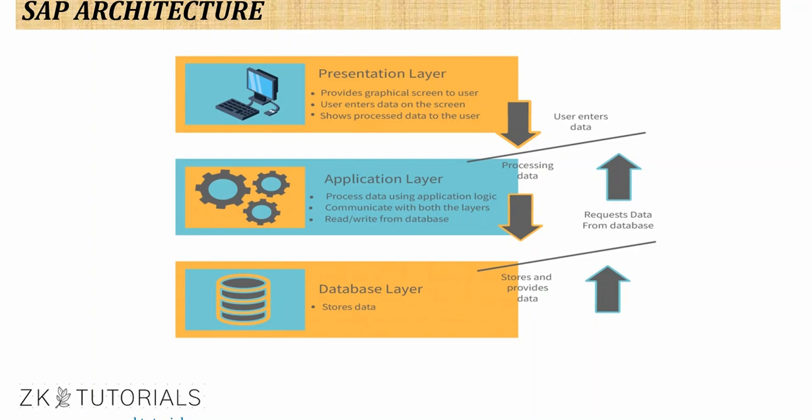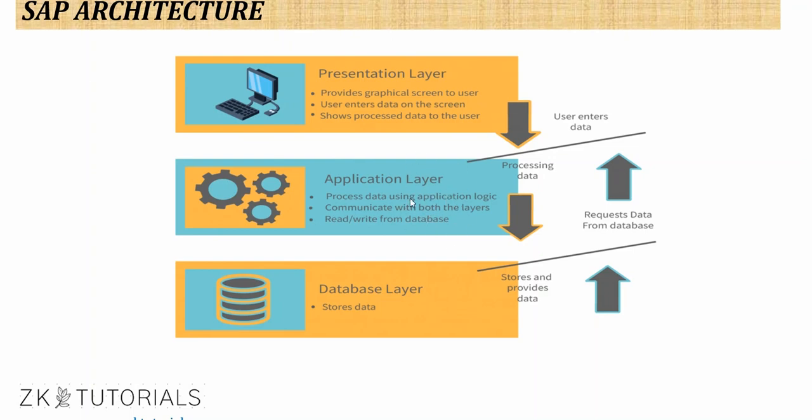The second layer is the application layer, where whatever request I make is handled. I can send information into the system, or I can retrieve information from the system, because it is all about data and how we process the data using some application logic. It is in this application layer that our SAP logic and application are installed.